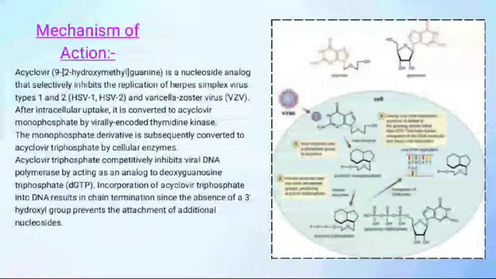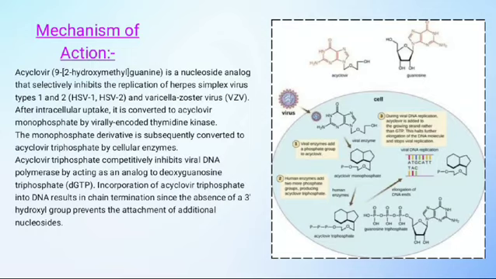Now let's start with the mechanism of action. Acyclovir is a nucleoside analog that selectively inhibits the replication of herpes simplex virus type 1 and 2 and varicella zoster virus, that is VZV. After intracellular uptake, it is converted to acyclovir monophosphate by virally encoded thymidine kinase. The monophosphate derivative is subsequently converted to acyclovir triphosphate by cellular enzymes.